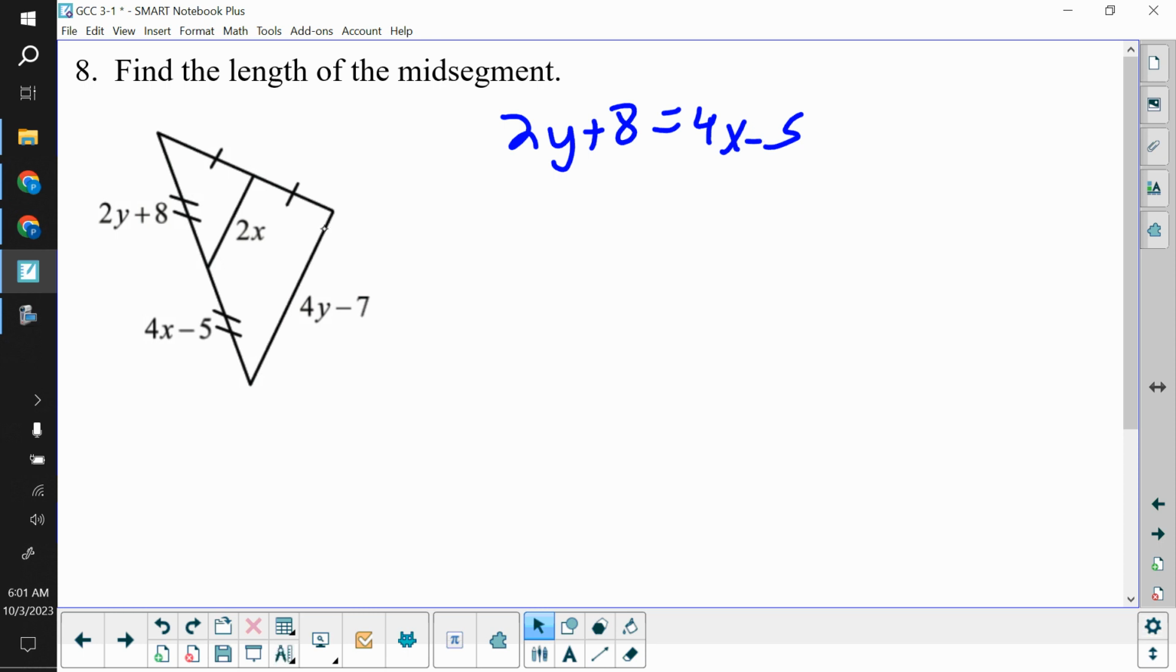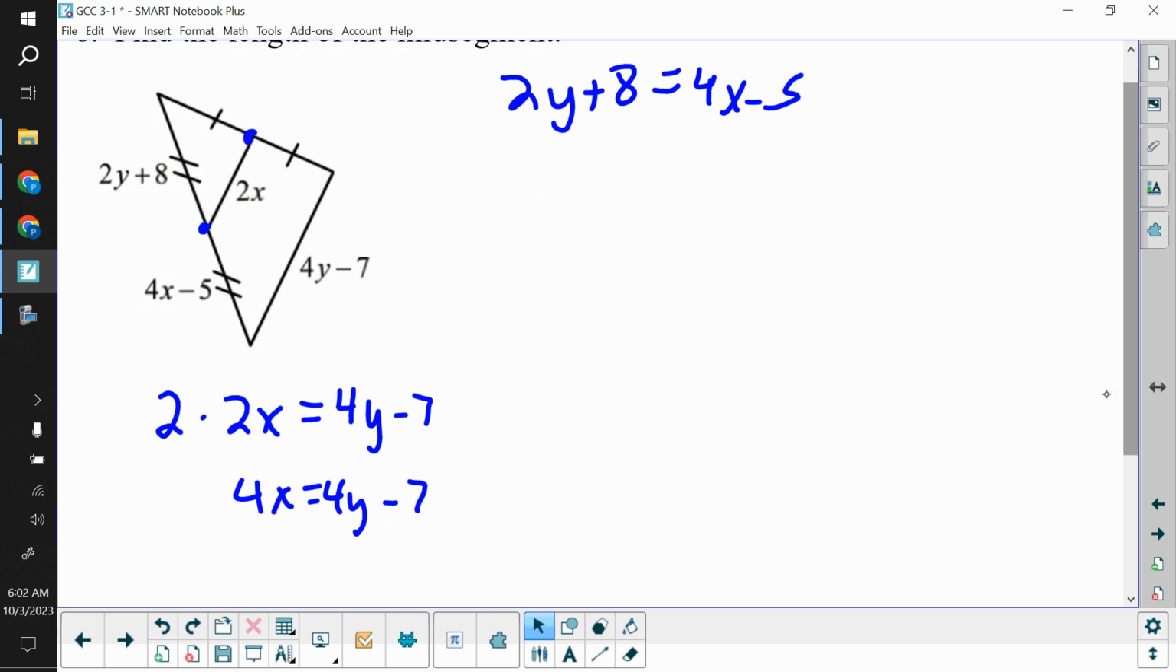And then, because we've got those tick marks signifying a midpoint for each of these, we've got a midsegment, so we can set up an equation with our midsegment. If we double the midsegment, it will equal the third side. So really, this one's going to be 4x equals 4y minus 7. And if we subtract the 4y over, it'll be 4x minus 4y equals negative 7. And that one's in elimination form.